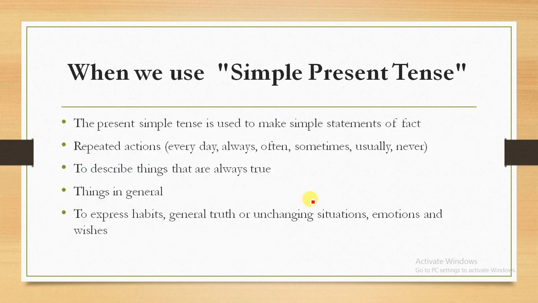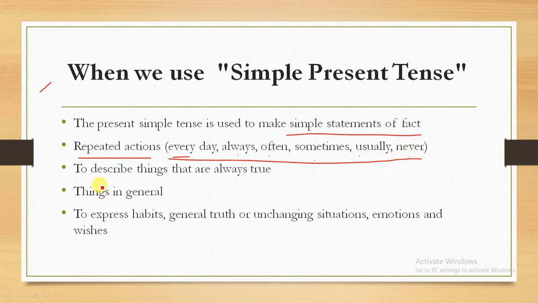Okay, then let's move towards the new slide. First of all we will see when we use simple present tense. Simple present tense is used to make simple statements of fact. Right now I'll just explain these things, and in the upcoming slides I'll elaborate all of them in depth. We use simple present tense for repeated actions, meaning every day, always, often, sometimes, usually, never. With the help of these words we denote the frequency of a particular activity.